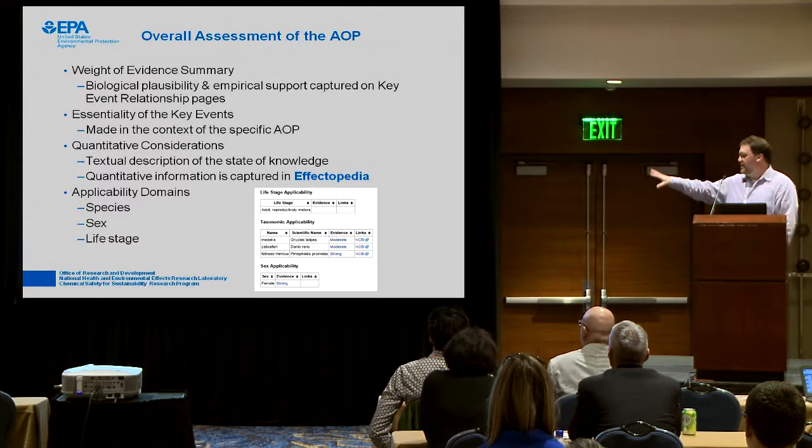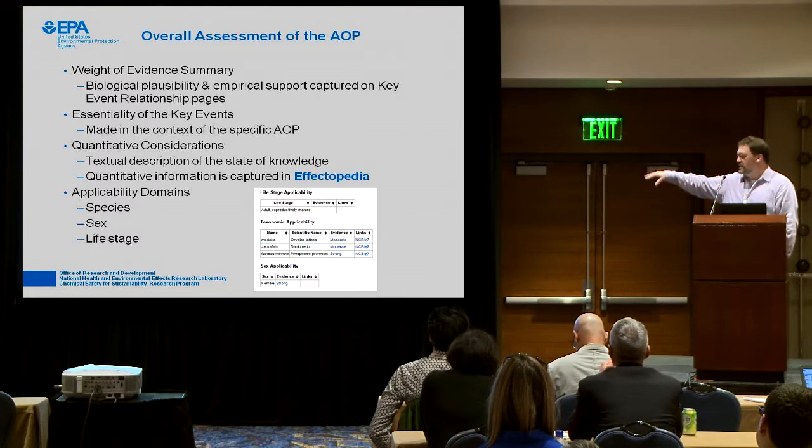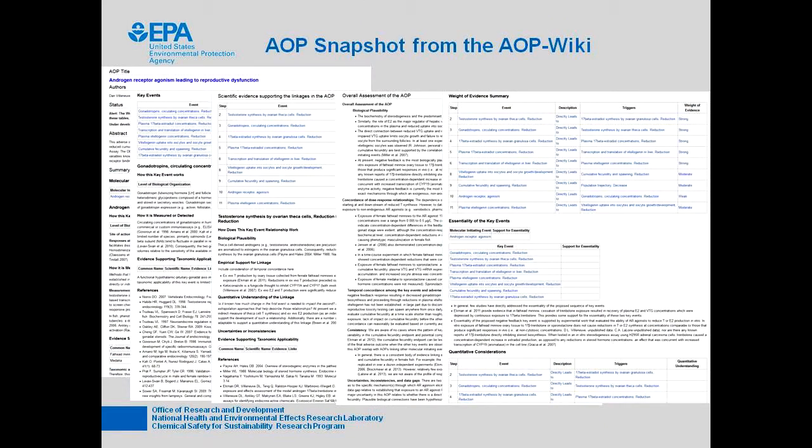We also have tables that will allow you to define the applicability domains, whether it's life stage, species, or sex. Those are up in that summary section, but then there's text sections down at the bottom where you can justify those calls. And then once you have the information in the wiki, we're working on mechanisms whereby you can create a snapshot, which would create a printed document that would follow the OECD handbook.